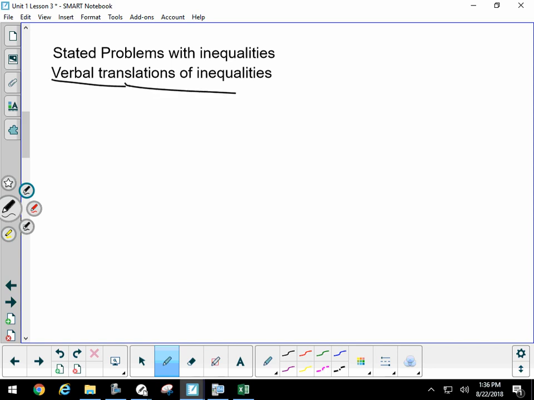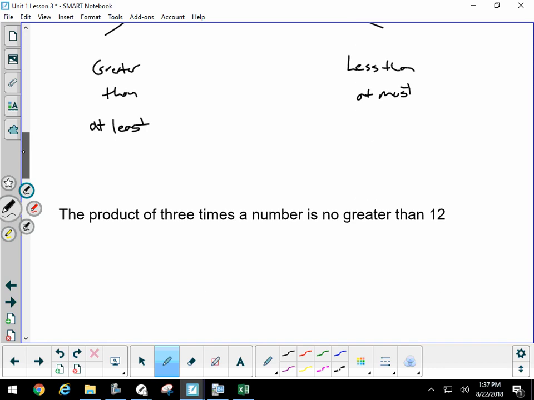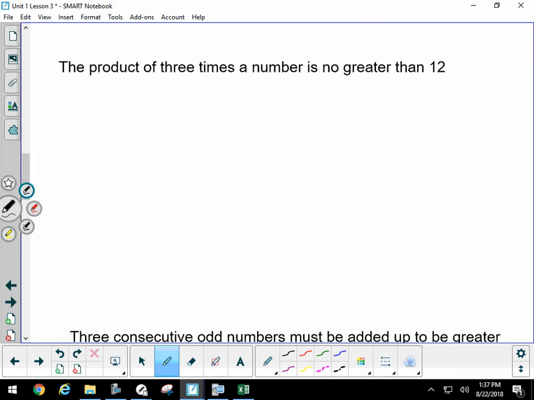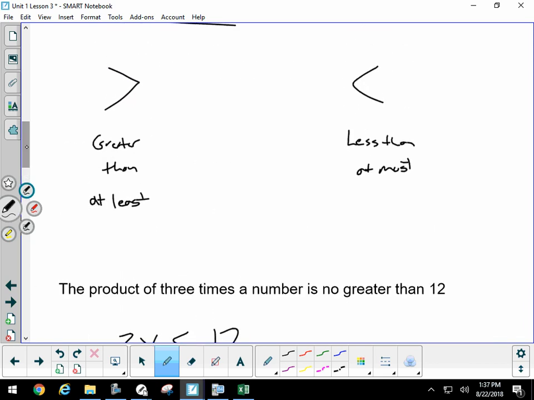When we are doing stated problems with inequalities, just make sure you can read this as a greater than, or this is x is at least. This is less than or at most. Okay. Product of 3 times a number is no greater than 12. So product of 3 times a number is no greater than 12. So I guess that less than could also be no greater.